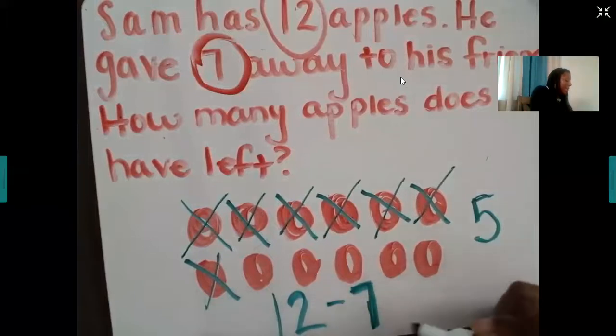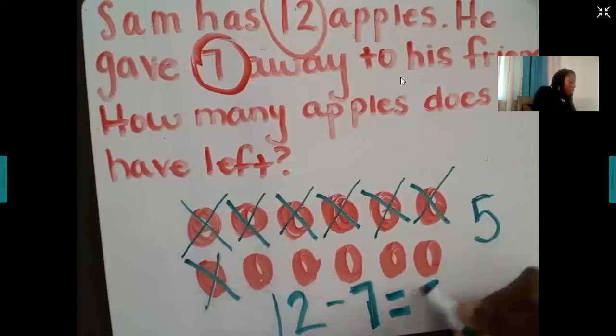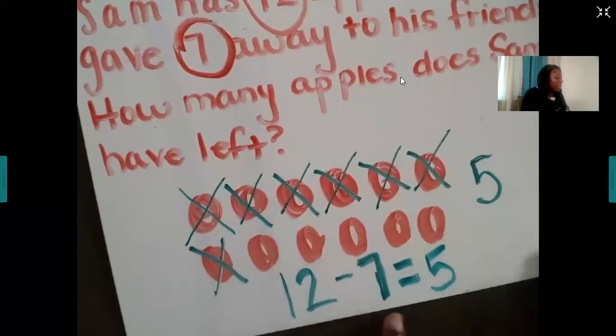How many does Sam have left now? Which means now we need to know what it equals. Well, we said he had 1, 2, 3, 4, 5 left. So our number sentence would be 12 take away 7 equals 5.